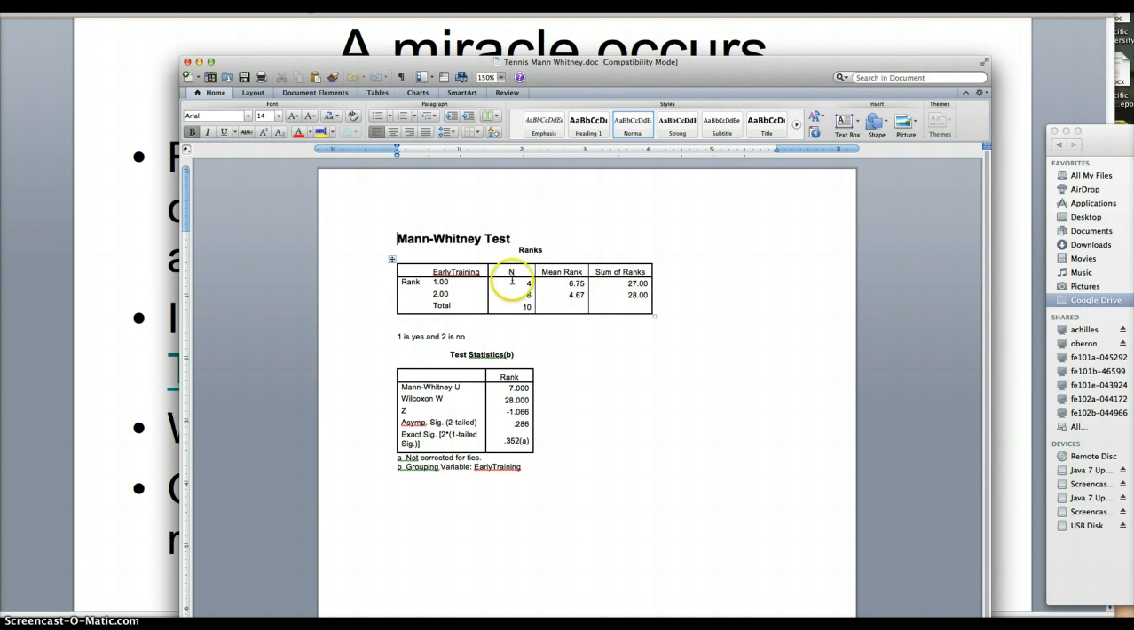So we took those who were ranked a no, and we added up their ranks, whether it was rank number 2, 7, 8, 9, etc. And they did the same thing with those who did not receive early training. As I said, a miracle occurs, and it kicks out a number. Again, what we want to see is whether or not this value is less than 0.05. We can see on this, it's not less than 0.05, so we'd say that early training has nothing to do, in this case, with tennis ranking.